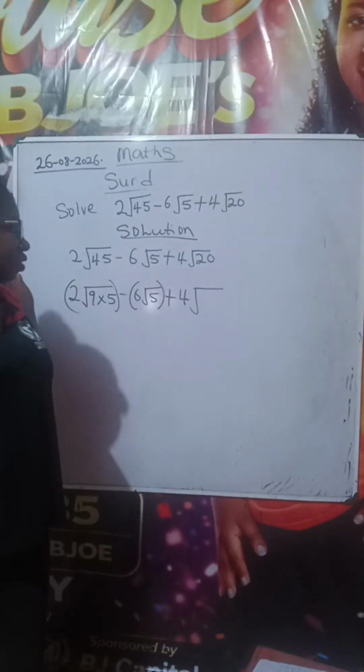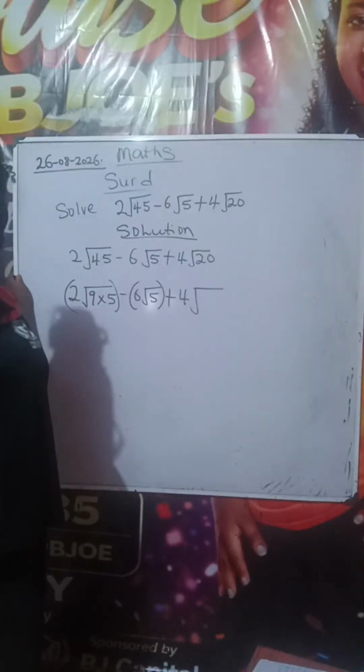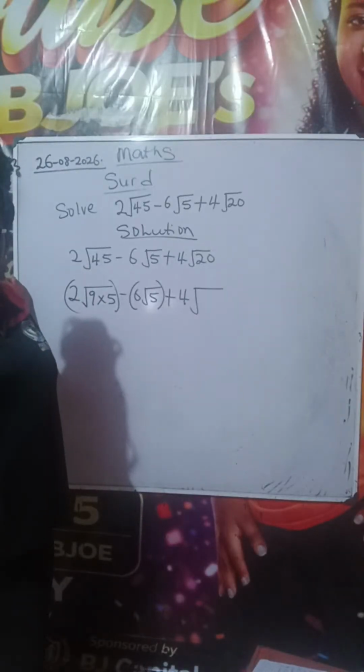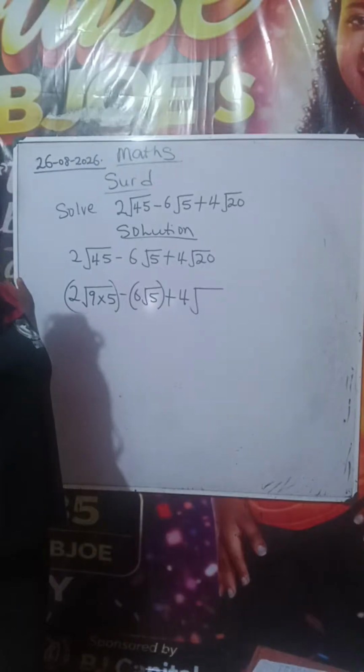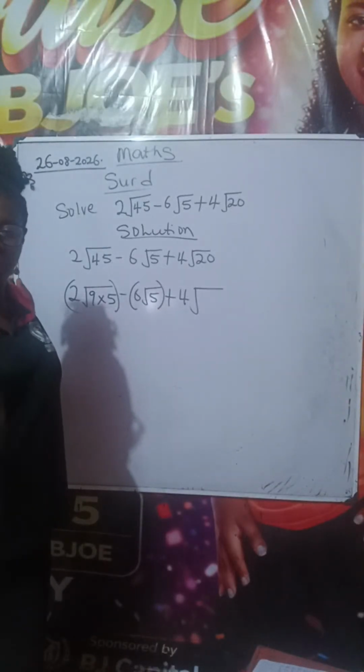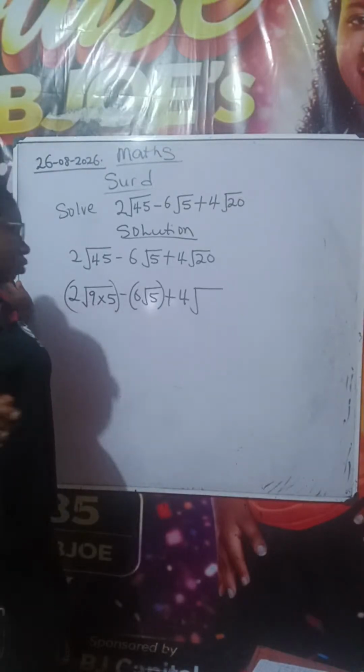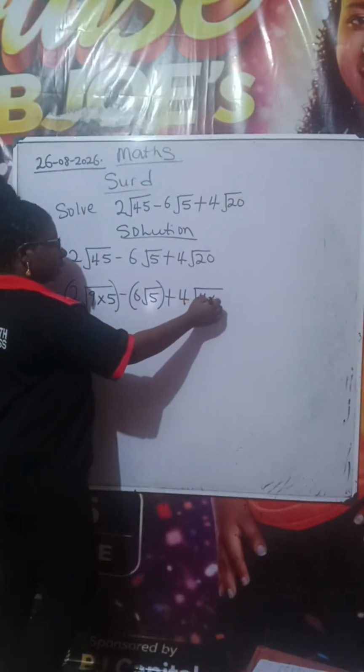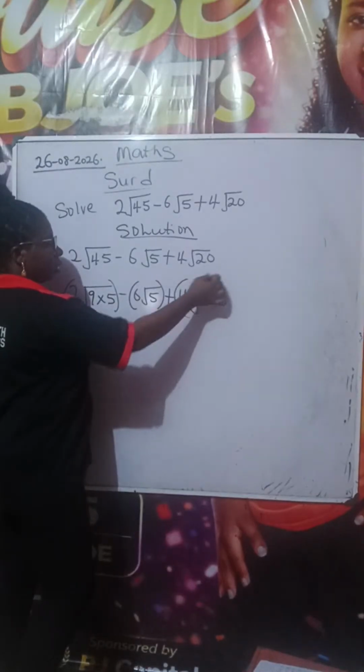20. Let's simplify 20. 20 is the same thing as 5 times 4. But we first take the perfect number first, which is the 4. So we have 4 times 5. Then close it.